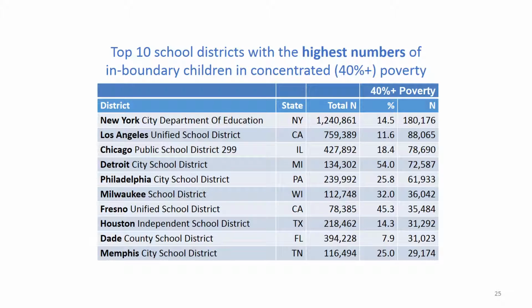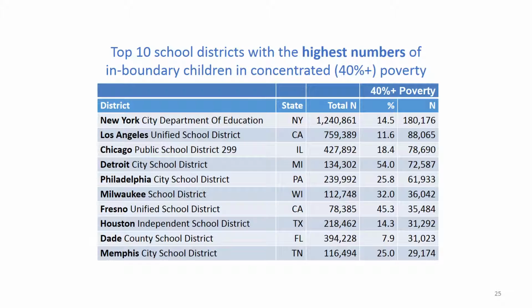All right, so after our geographic analysis, we wanted to take a closer look at the school districts with the highest numbers or percentages of in-boundary children living in concentrated poverty. So we basically rank ordered school districts by the number of children living in concentrated poverty. And we came up with this list, ranging from 180,000 children in New York City down to 29,000 in Memphis City. And what you can see here is that these are large urban school districts.